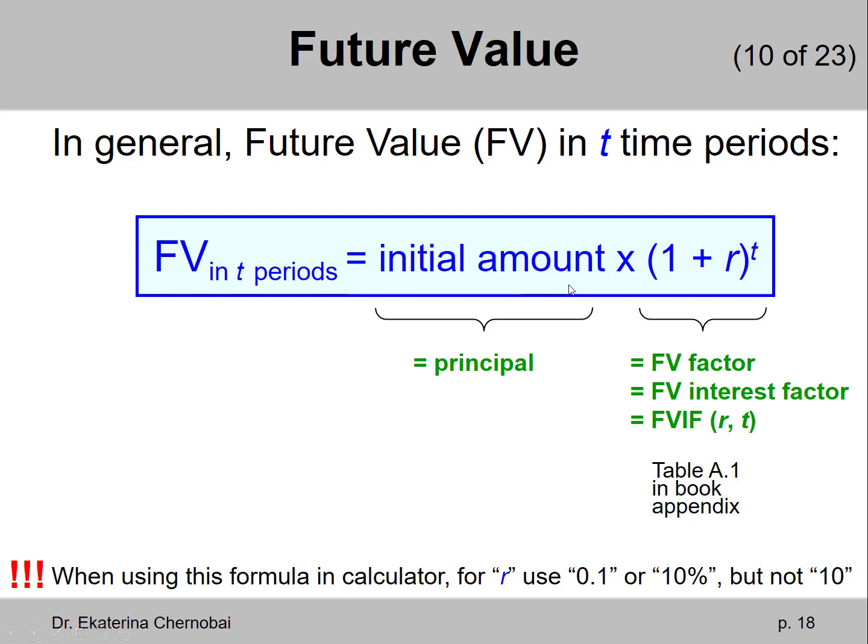Now, if you're using the formula by hand, then one thing you should be careful about is how you use the interest rate in the formula, the lowercase r. Either in decimals. For example, if the interest rate is 10% per year, you'd put 0.1. Or instead, you can put 10%. Don't forget to press the percent button. But you should not just put 10. It's not gonna work. You will be way, way off.